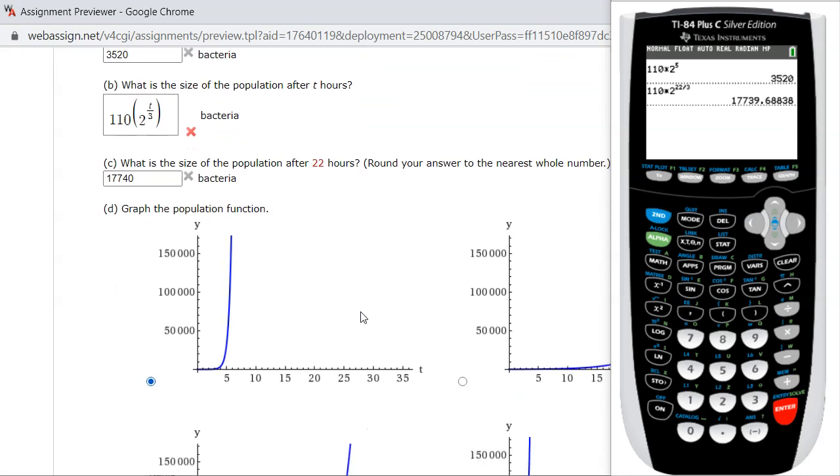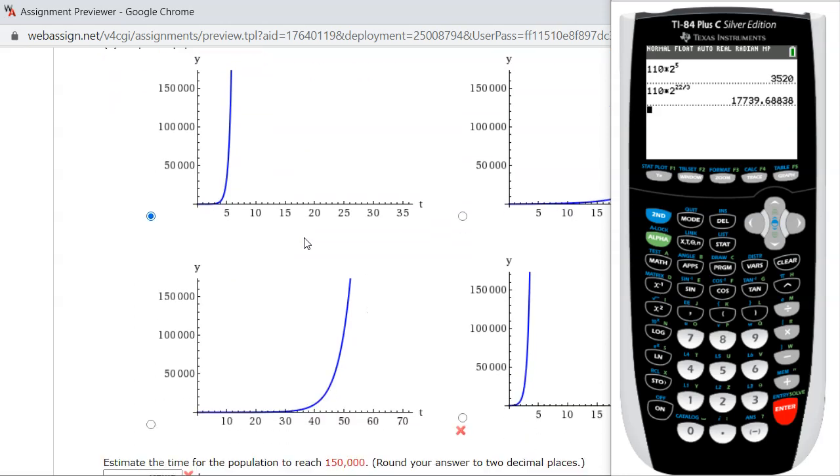Part D, we want to find the correct picture. I'm going to cheat a little bit here. I'm going to go to y equals, then type in the formula 110 multiplied by 2 to the, in this case, I'm just going to use x, divided by 3. Then the window size, I'm going to make it big enough. So x goes from 0 to 50, and y goes from 0 to 160,000 or something like that. Then hit enter, then graph.